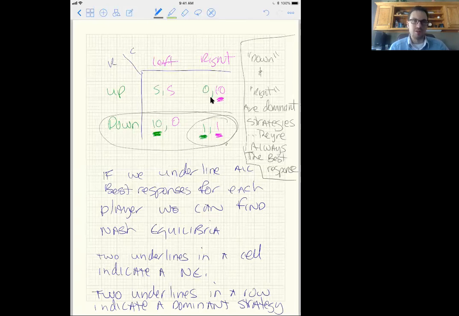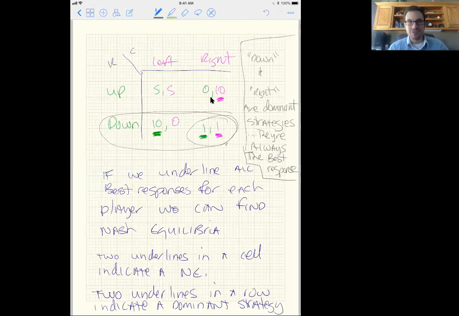A dominant strategy doesn't have anything to do with how I do in the game. For a strategy to be dominant, it means it is my best option, regardless of what my rival does, right? So the property of being a dominant strategy has only to do with the comparison between one player's own other strategies, right? And so the idea is that a dominant strategy is one that's always the best response.